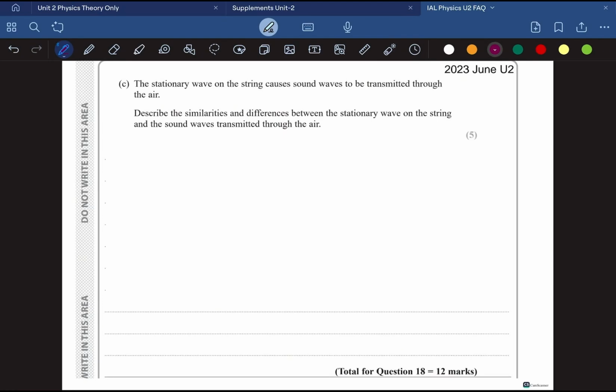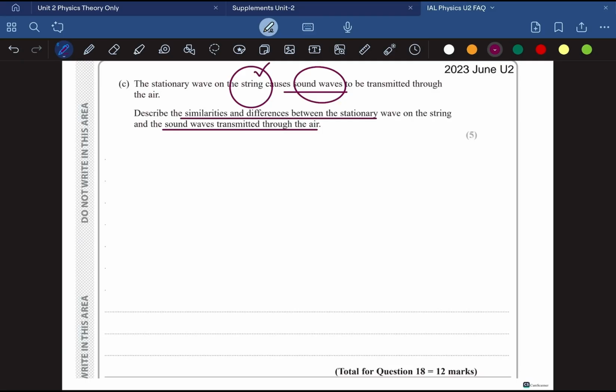The stationary wave on the string causes sound waves to be transmitted through the air. Describe the similarities and differences between the stationary wave on the string and the sound waves transmitted through the air. Okay, so basically, the stationary wave on the string will cause the sound wave, right? So both of them are coming from the same source, the string. Whether this is the stationary wave on the string or the sound waves produced from the string, both of them are coming from the same source.